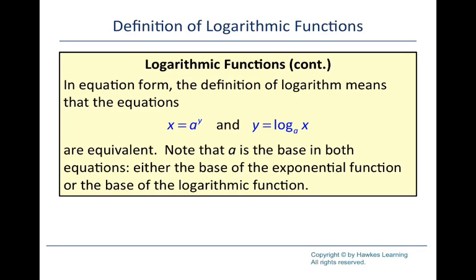So in equation form, these two things are equivalent: x equals a to the y, and y equals log base a of x. And a is in both equations. Notice where a is, where y is, and where x is, because it's going to be important as we go back later and switch between logarithmic form and exponential form of an equation, because for certain types of functions you have to do one or the other to solve it. You have to be able to go back and forth from time to time.